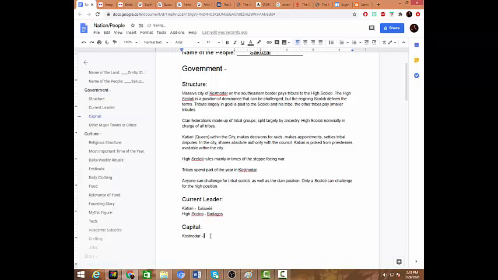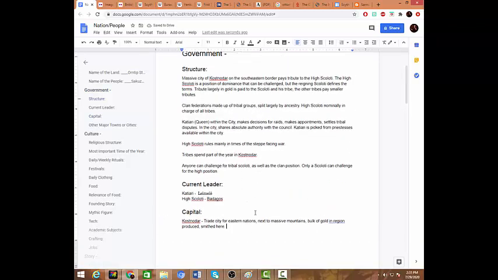So Kosnodar. Trade city for Eastern nations. Next to massive mountains. Bulk of gold in the region produced and smithed here. So Kosnodar is, I guess we could talk about the history.